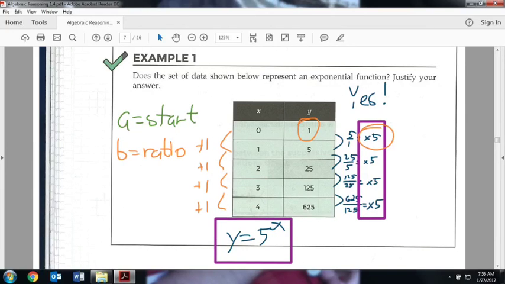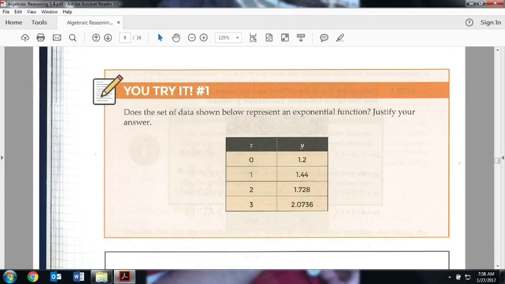Okay? Go down and try number 1. See what you can do. I know it says don't write the equation, but attempt to write the equation. See how you do. Okay, hopefully by now you've tried it. Let's do it real quick. If you haven't, pause and give it a shot.